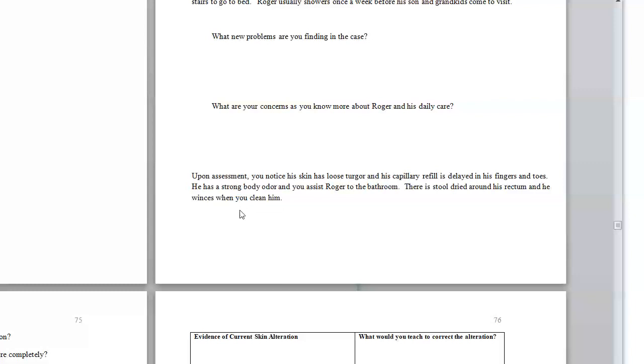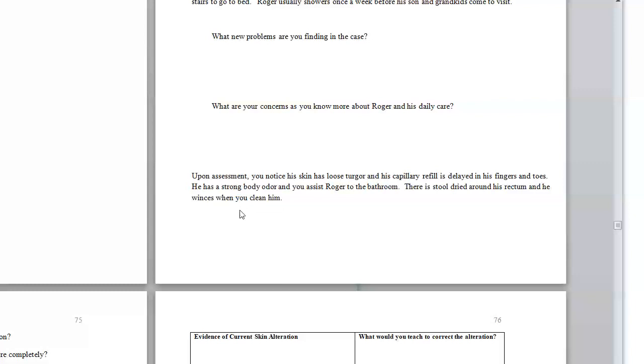Obviously, he may think that he's having a shower once a week, but the important thing is, what is he doing in the shower? Is he cleaning himself appropriately, especially in the private areas, under the arms? And what's very concerning is he has that dried stool around his rectum. Obviously, it's causing him some excoriation of the area. So this is very serious, because now we do know that he has some alterations in tissue integrity. This is a perfect media for him to have skin breakdown.